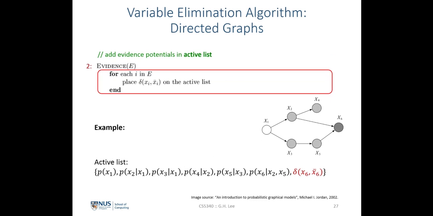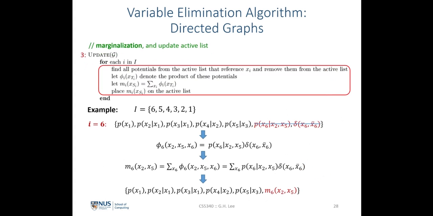The next thing that we need to do is to add the evidence potentials into the active list. In this case, we have only observed x6, where the random variable x6 is our evidence node, and we now need to place the evidence potential, which we denote as delta of xi bar, into the active list. Here we include the observation of x6, the evidence potential of x6, into the active list.